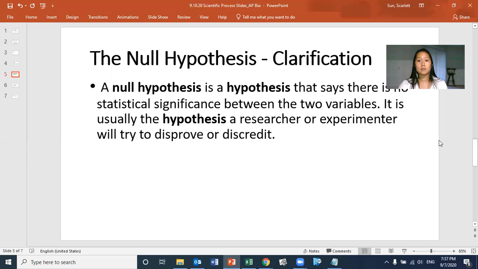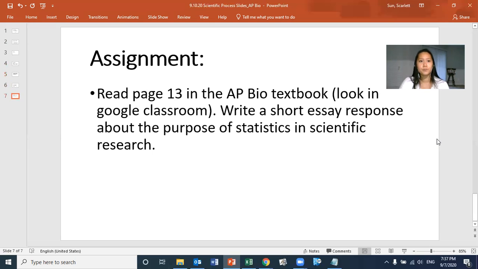It is usually the hypothesis a researcher or experimenter will try to disprove or discredit. So if you're able to disprove a null hypothesis, then it means that there is a difference. No matter how big or small it is, there is a difference, and that's important, right? Because that means something changed, something that you manipulated caused an effect. And that's honestly what all science is looking for.